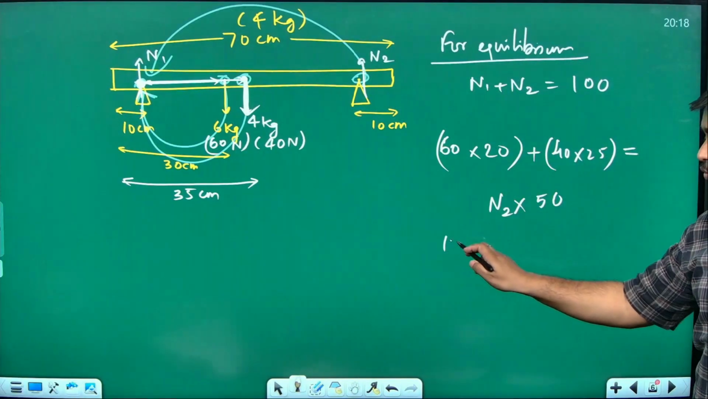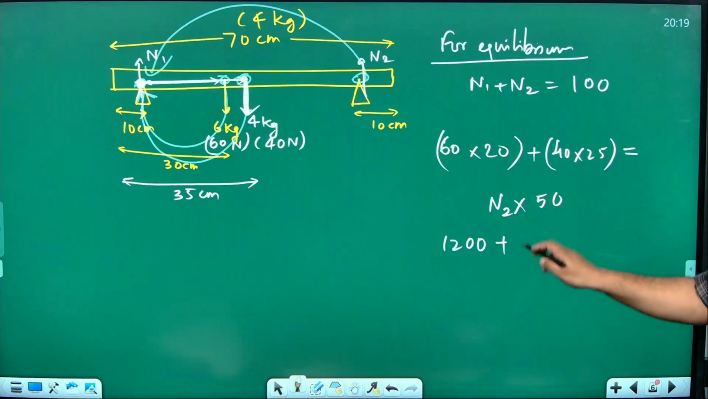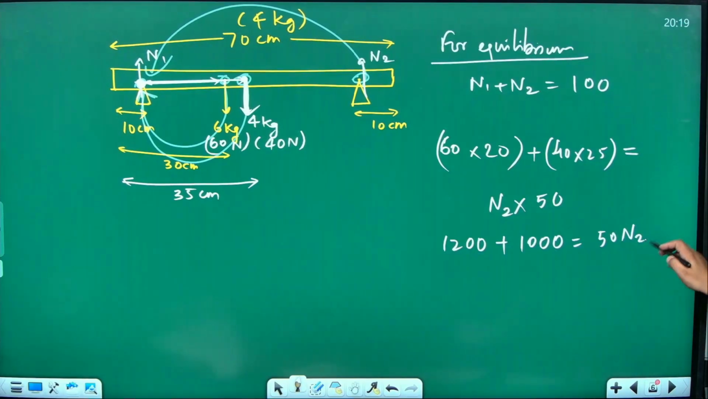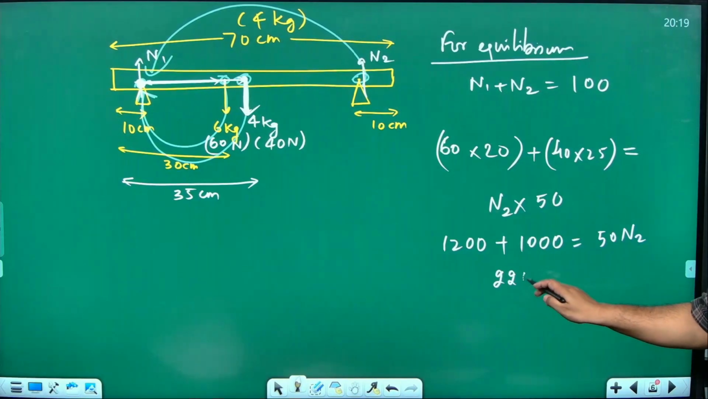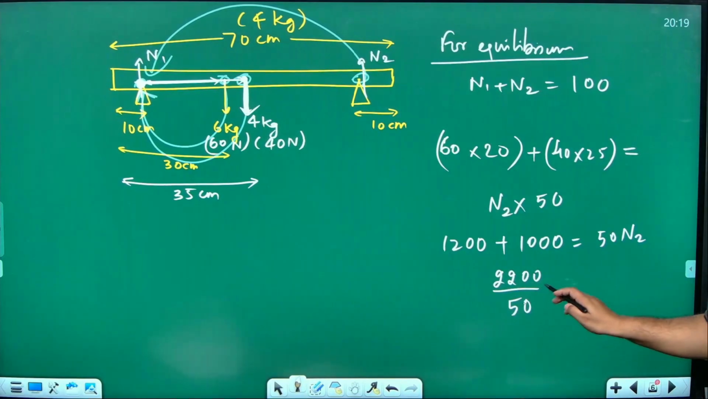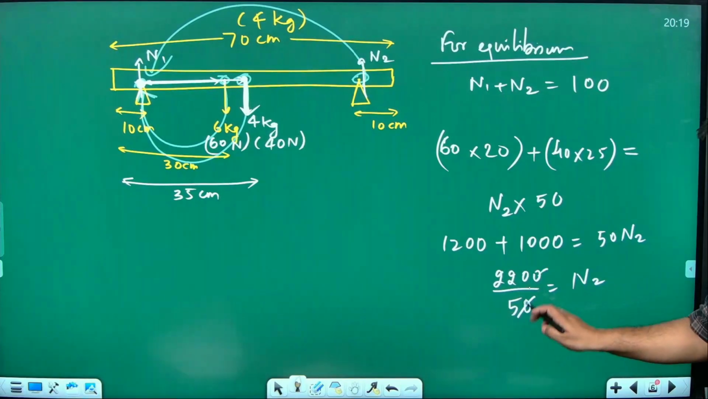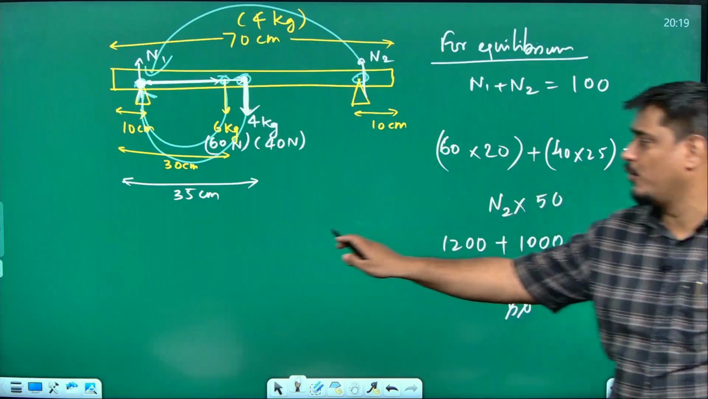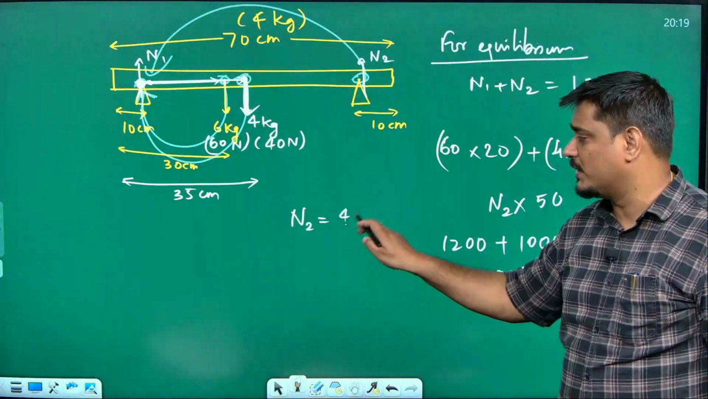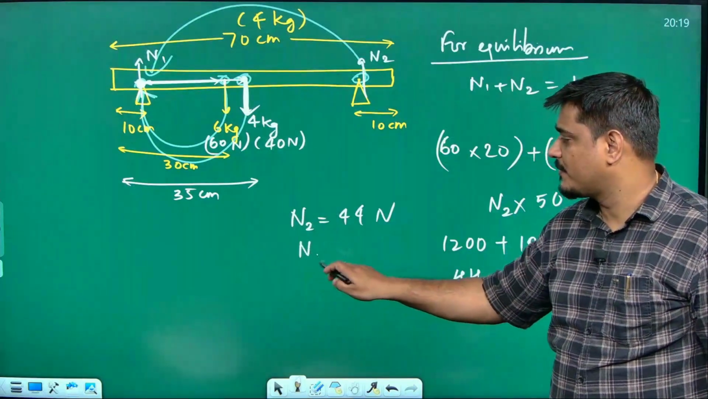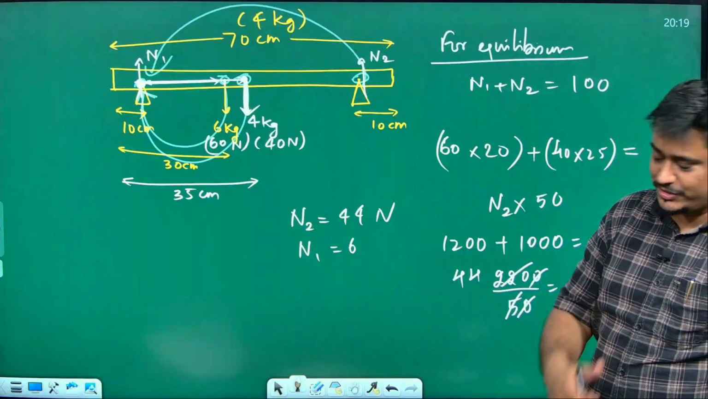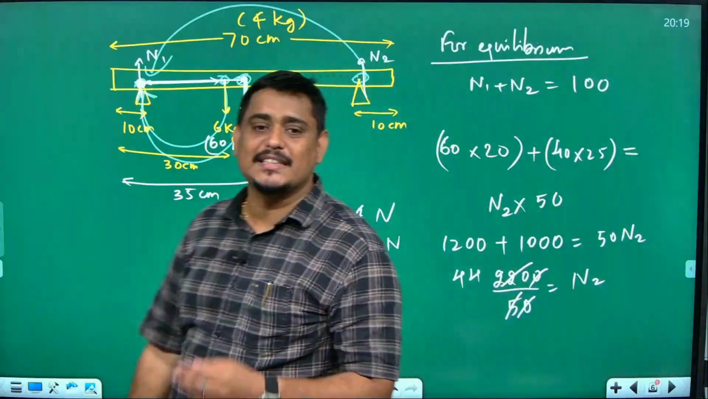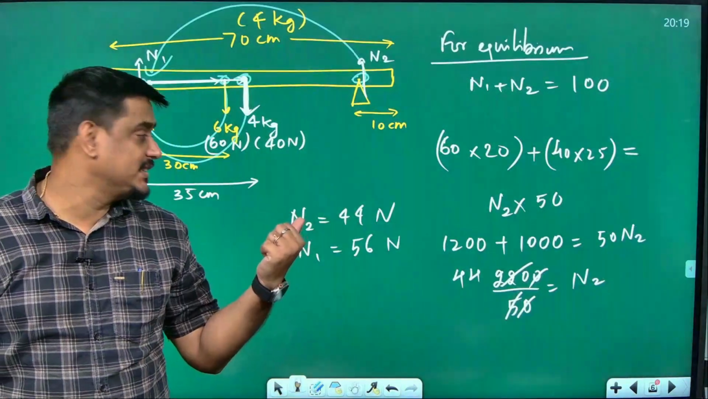So how much came? 1200 plus 1000 is equal to 50 N2. So how much is that? 2200 divided by 50 becomes N2. How much is that? 5 4s are 20, right? 44. I am getting N2 as 44. If I am getting N2 as 44 newtons, what will be the value of N1? 56 newtons, isn't it? Or I can say 4.4 kg and 5.6 kg.